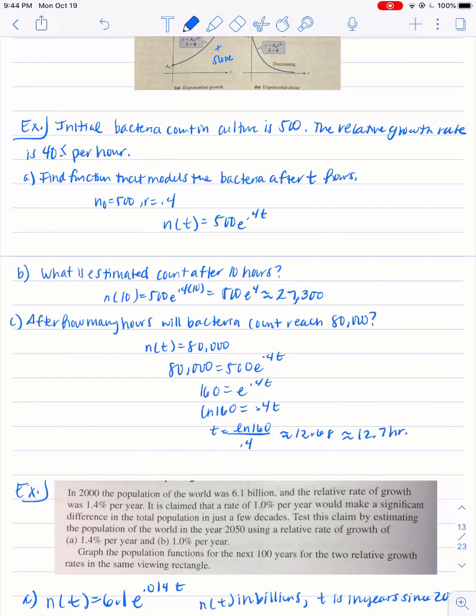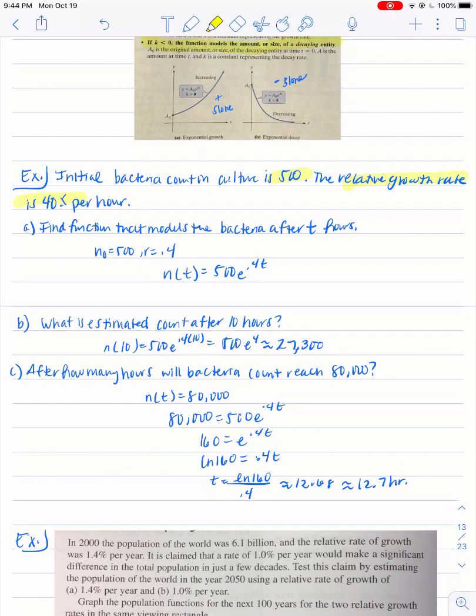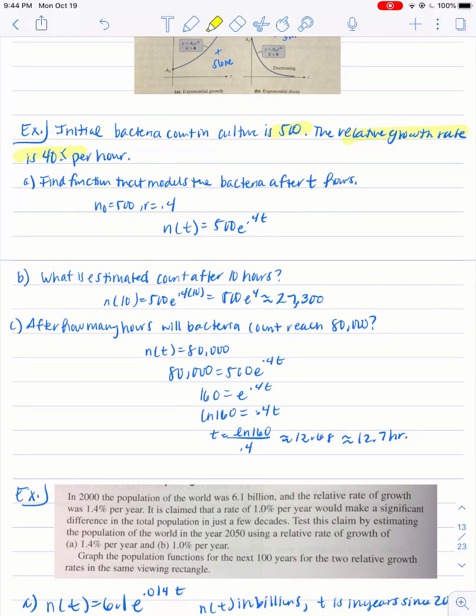In this example, the initial bacteria count in a culture is 500. Our relative growth rate is 40% per hour. We want to find a function that models the bacteria after t hours. Our N naught is 500 and our r is 0.4. So N of t equals 500 e to the 0.4 t. What is the estimated count after 10 hours? Plug in 10 for t: N of 10 equals 500 e to the 0.4 times 10, so 500 e to the 4, which is approximately 27,300.